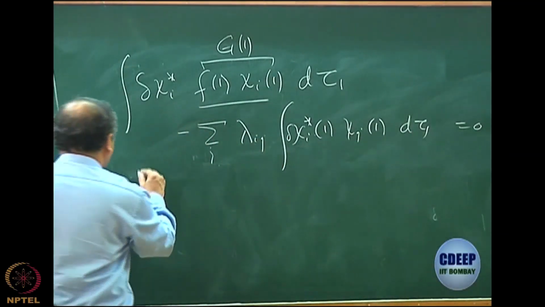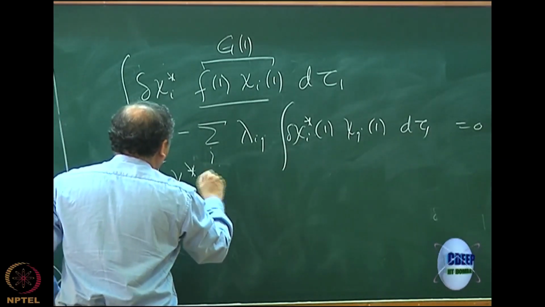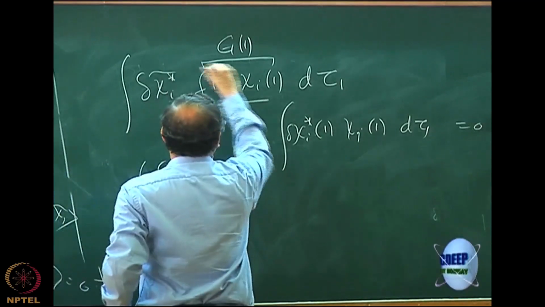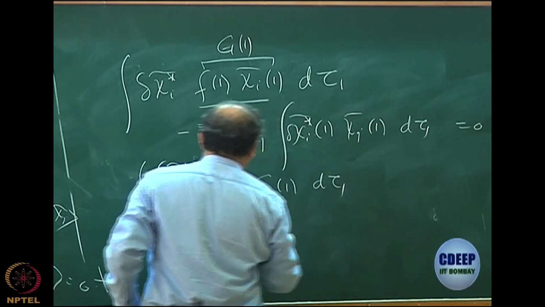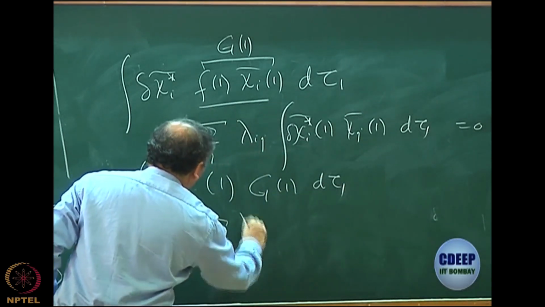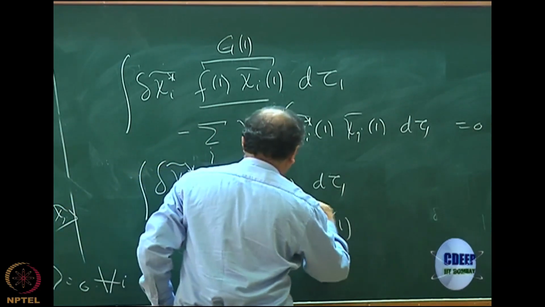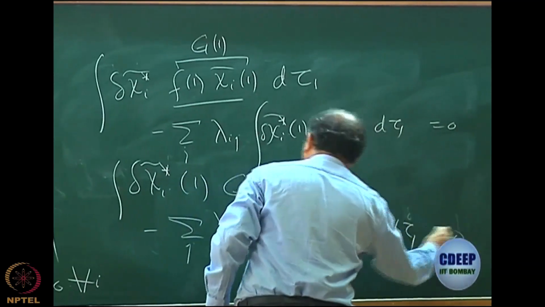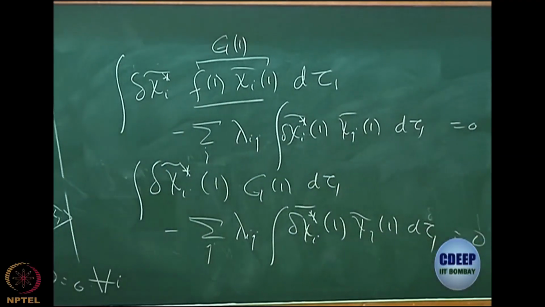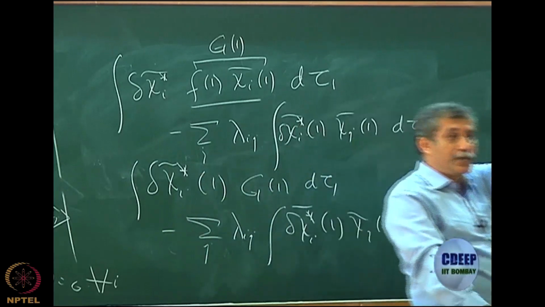So if this is, let us write this now. What is g of 1? We will write it down a little bit later. So let's write delta chi I star 1 tilde again, g of 1 beta 1, minus sum over j lambda ij delta chi I star 1 chi j 1 beta 1. So we will see what is g of 1. G of 1 is basically all these quantities except for this quantity integrated by d tau 2. That is all that you need to know.